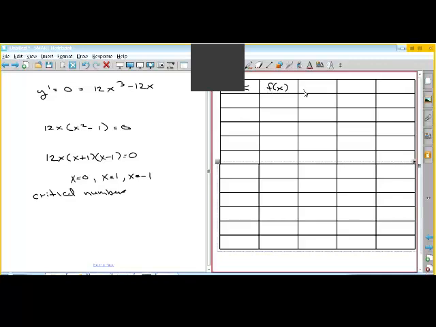And that doesn't have anything in it. Then we have f of x. We have f prime of x. We have f double prime of x. We have the comment.